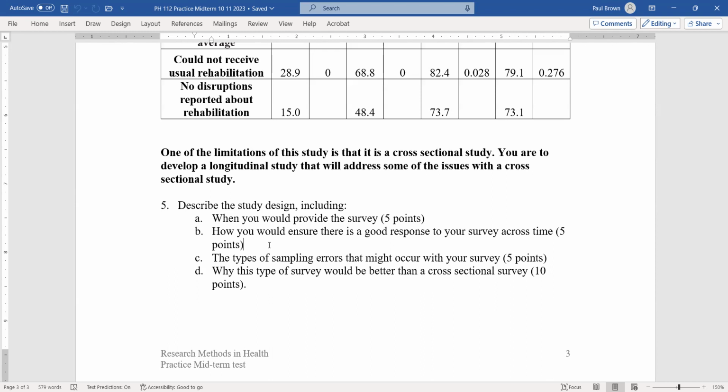So the sampling errors that might occur with your survey. With this type of survey, what's the sampling bias, I should say, that comes along? The types of biases that come along with this type of sampling. Yeah, survivor bias, right? People get lost. They don't show up at 3 months or 6 months or 9 months. And so that's the main problem with a longitudinal survey. And why does that lead to a bias in your survey?